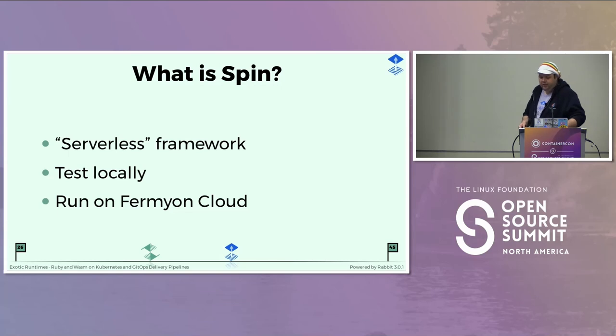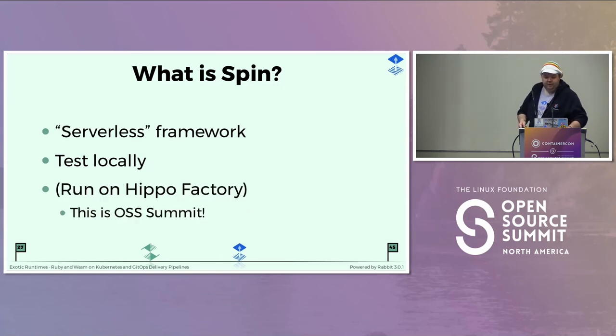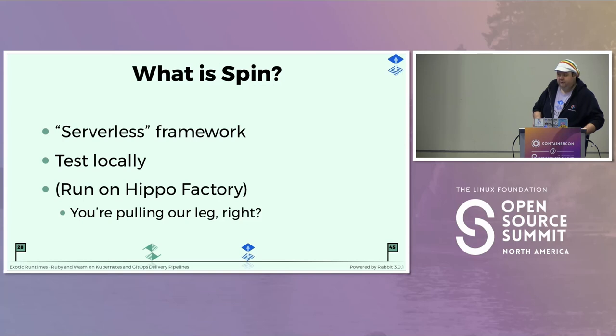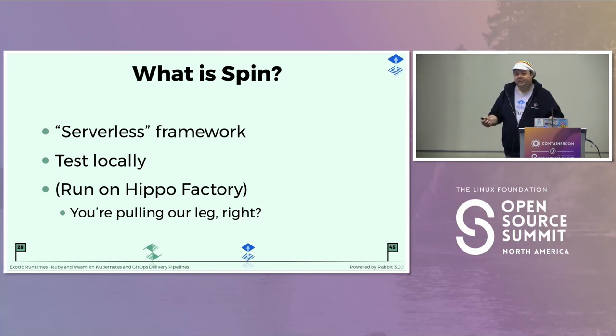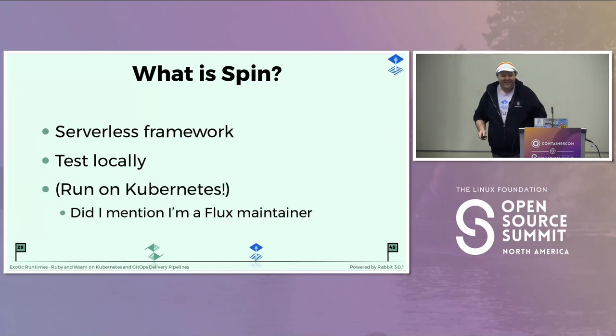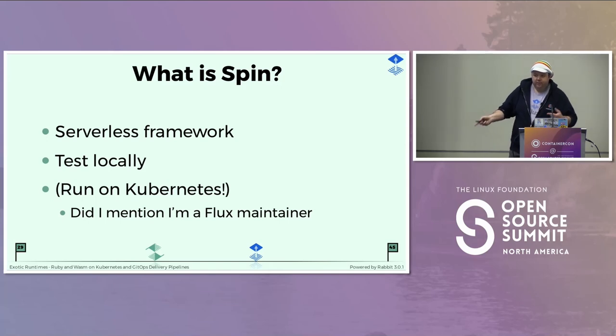We're not going to run on Fermyon Cloud because that is not open source. But we are not going to run on Hippo Factory either, because I don't think that is a serious idea. And I've already been sold on Kubernetes. And if you're telling me now we need, in addition to Kubernetes, we also need a Hippo Factory, I know you're pulling my leg. So Hippo Factory is the open source version of Fermyon Cloud. So we're going to use Kubernetes, not only because we already have it, but because we want to use Flux.